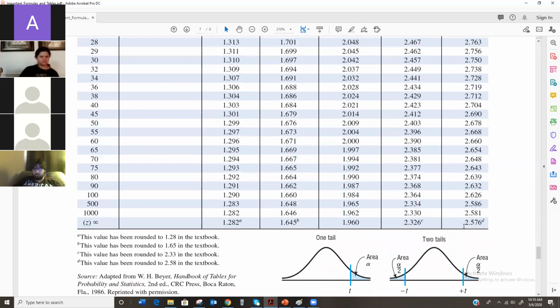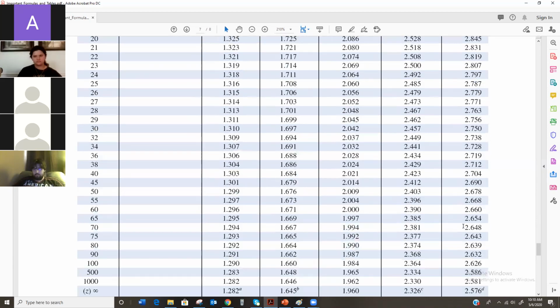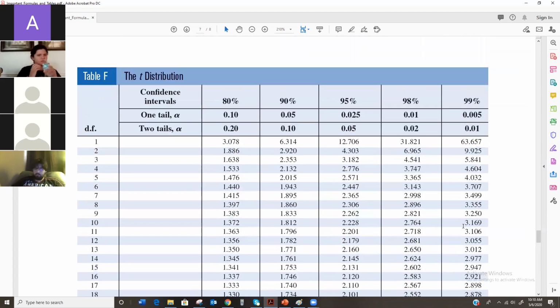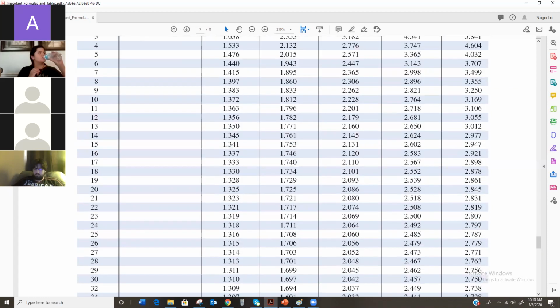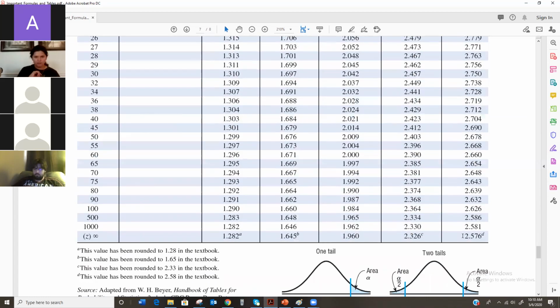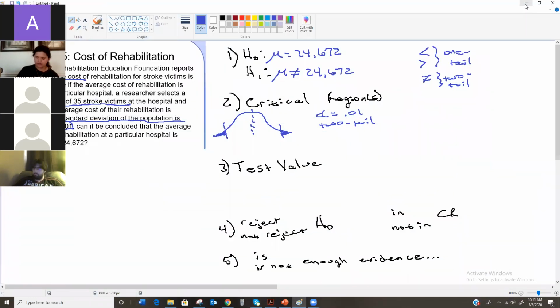So we're going to go all the way to the bottom. So it's this number. You guys good with that? 2.58? Okay. Let me know if you're not okay with that. So that would be 2.58, and then on the other side we would have negative 2.58. So these are always matching in a two-tail.